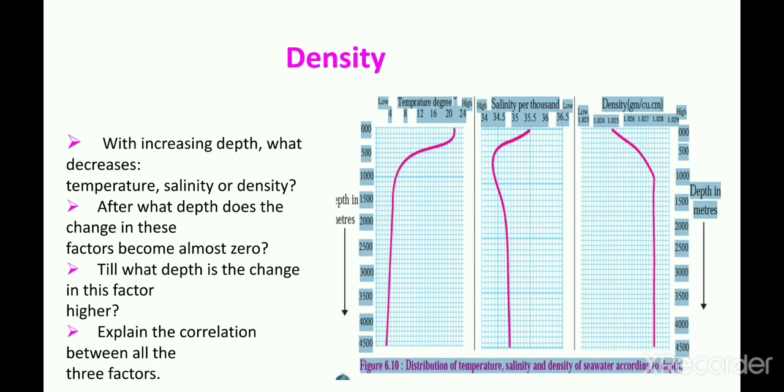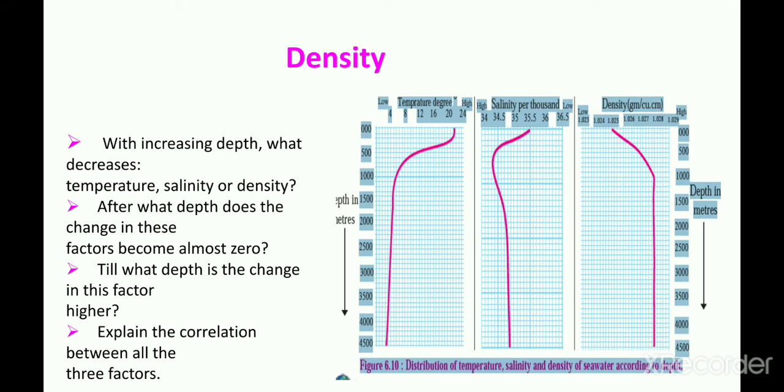See figure number 6.10, which shows the distribution of temperature, salinity and density of seawater according to depth. Temperature is given in degrees Celsius, salinity is given per thousand, density is given in gram per cubic centimeter, and depth is given in meters. Four questions are given on this figure.